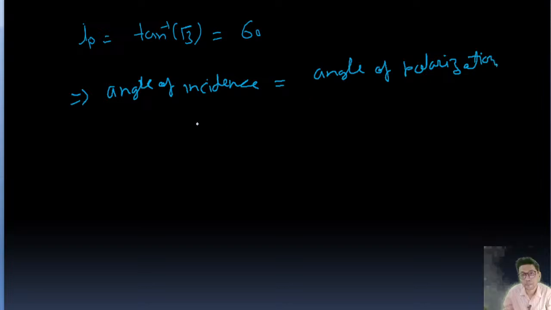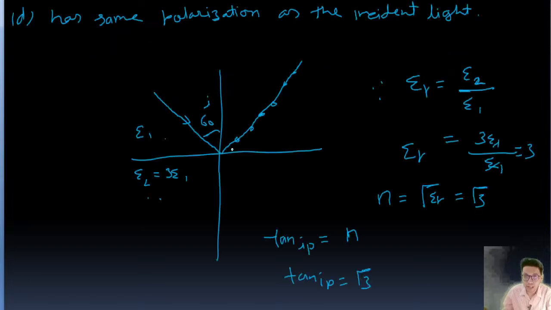This shows that because the angle of incidence is equal to the angle of polarization, the light is plane polarized, which is perpendicular to the plane of incidence. This is the light which is plane polarized and perpendicular to the plane of incidence.